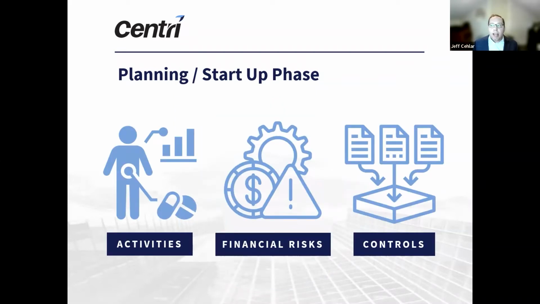So as it relates to the planning and startup phase, we're going to discuss the activities, some of the risks within those activities, as well as some of the internal controls that companies should have to mitigate those risks. Some of the planning and startup activities include determining if the study will be conducted in-house or by a third-party contract research organization. It could be designing the trial and preparing the sites, preparing various trial documents that have to be completed before that starts, and creating an overall data management plan.